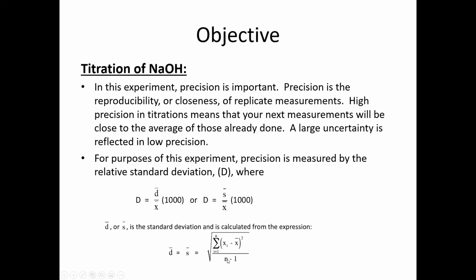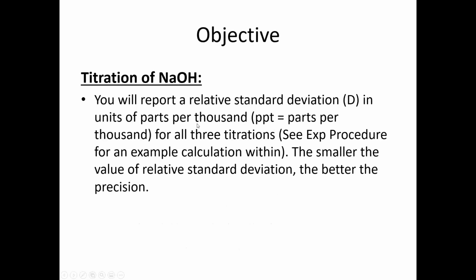where n is the number of measurements. So if we have 3 measurements, then n equals 3, and n-1 is 2. So sum up all the squared differences and divide by 2. That's the standard deviation. And once we have the standard deviation, we divide that by the average. That gives us the relative standard deviation. You will report the relative standard deviation in units of parts per thousand, and the smaller the value you get, the better the precision.